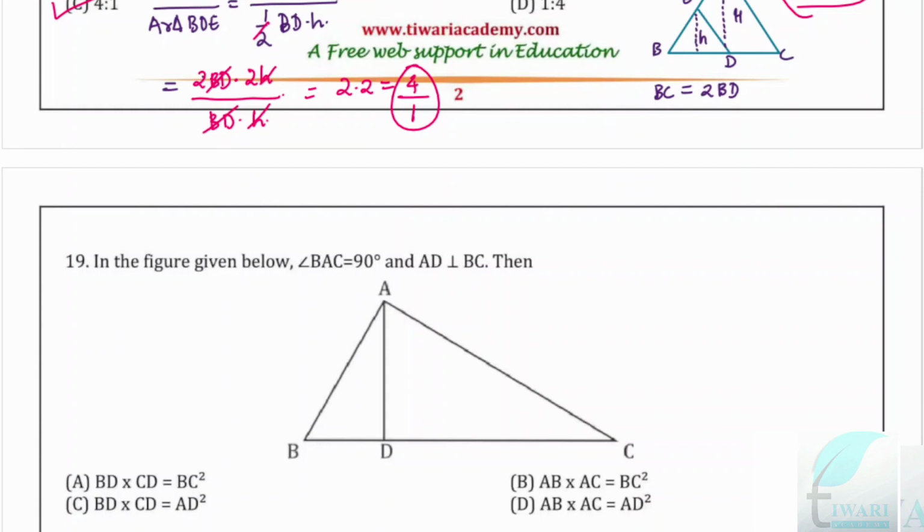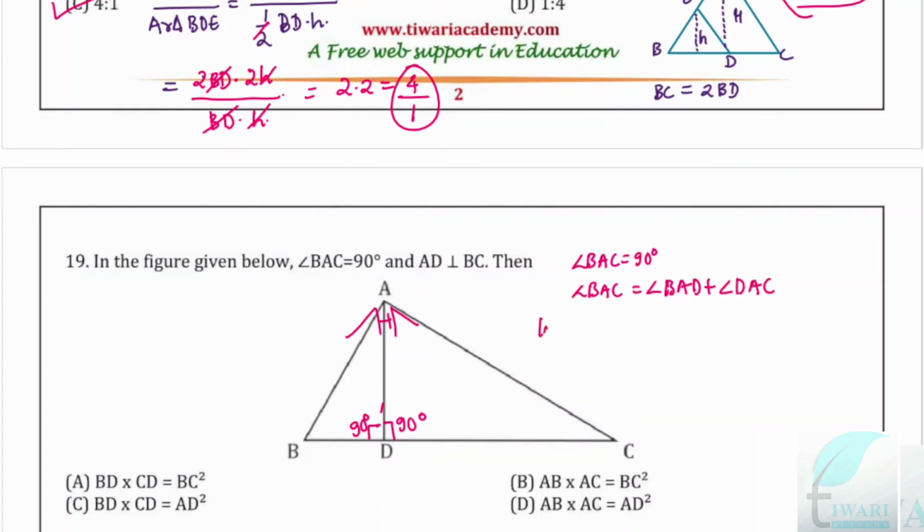In the figure given below, angle BAC equals 90 degrees and AD is perpendicular to BC. Which of these options is correct? It is given that AD is perpendicular to BC. That means this is 90 degrees and this is also 90 degrees. This whole angle BAC equals 90 degrees, and angle BAC can also be written as angle BAD plus angle DAC.